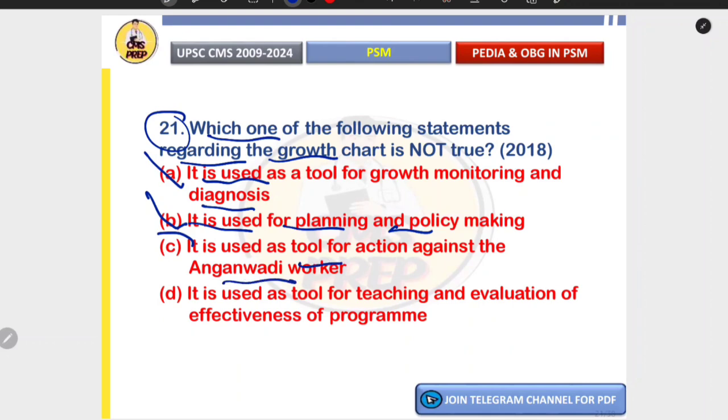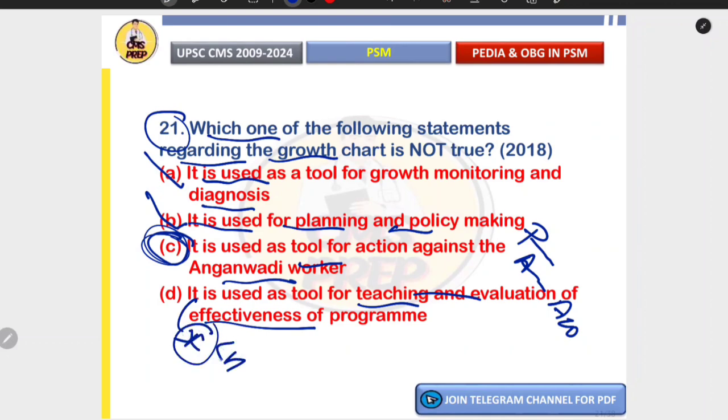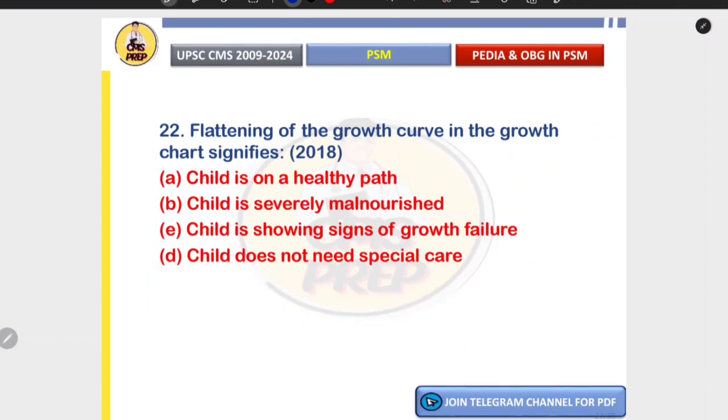This is incorrect. Why? Because growth charts are meant to monitor the child's growth, not to punish or take action against the Anganwadi worker. If a child is not growing well, it is seen as a chance to intervene early, not to blame or penalize the worker. So it is the correct option. Option D, it is used as a tool for teaching and evaluation of effectiveness of the program. Yes, it is true. It helps educate families about child health and also measures how well programs like ICDS are working. So the correct option is C.